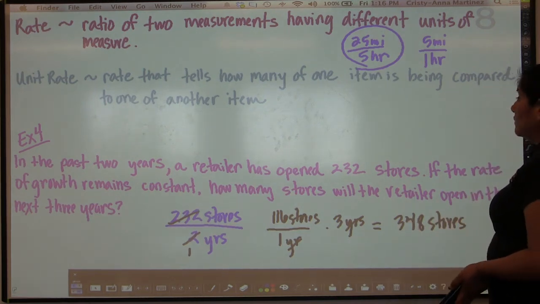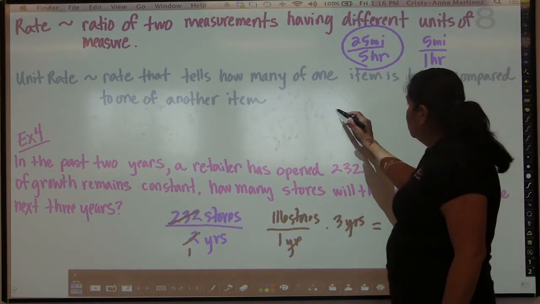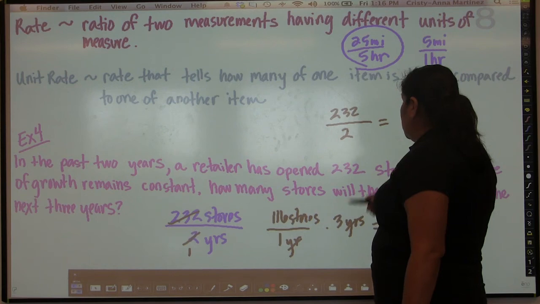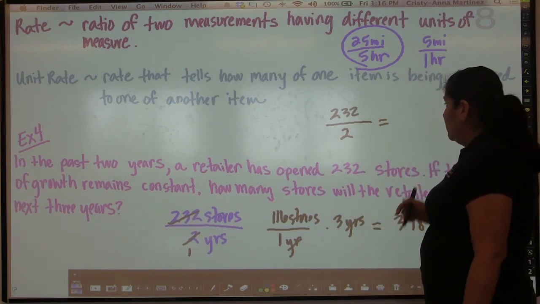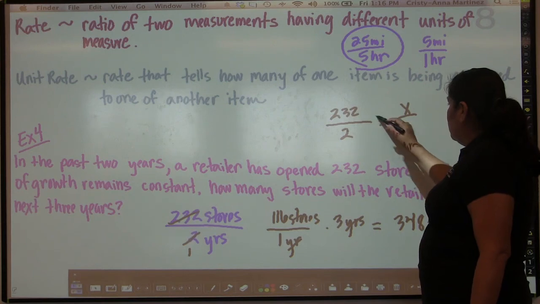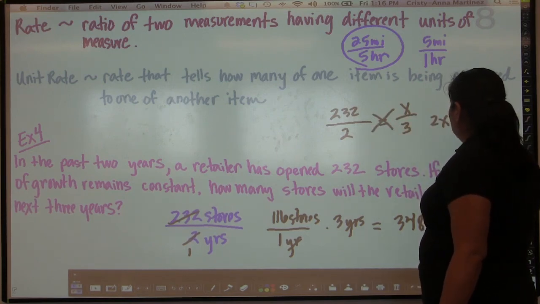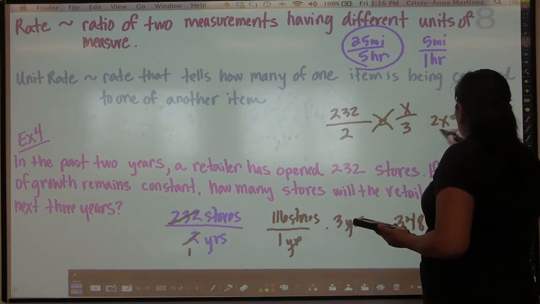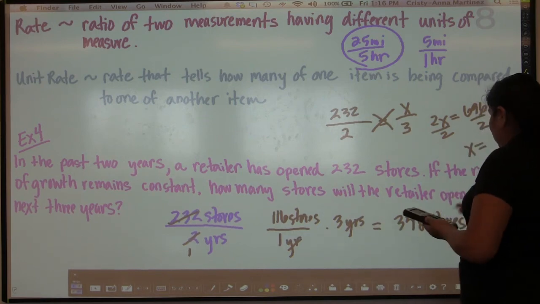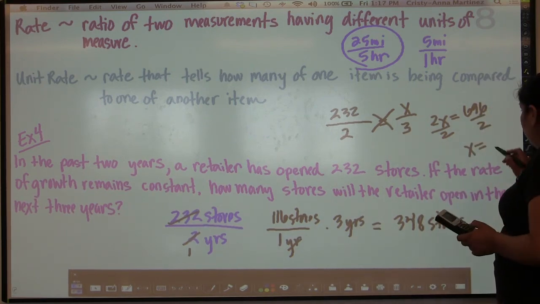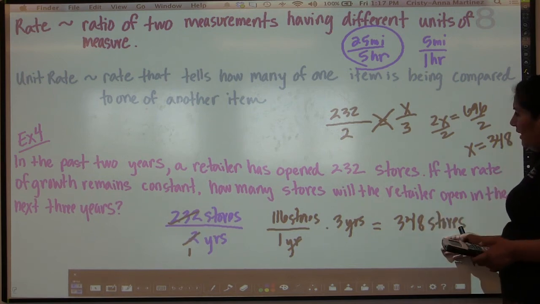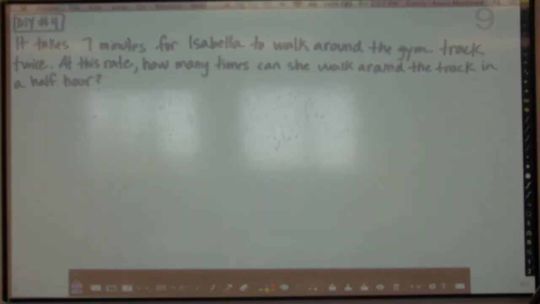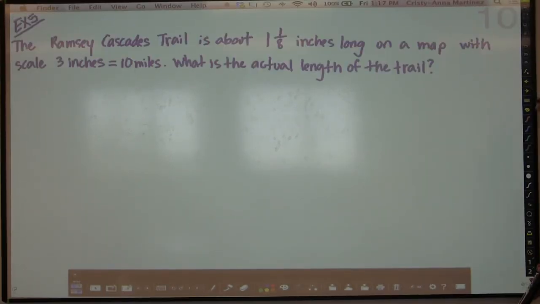But you can actually also use a proportion. You could say 232 stores on top and the years on the bottom. Then you can equate that to, we don't know how many stores, x over the 3 years. And then you could do it this way and get 2x equals 3 times 232, which is 696. And then divide the 696 by 2, and you would still get the same answer, which is, of course, 348 stores. So you can use a unit rate, or you can use a proportion to solve this problem. So now you can try this little guy right here. And then we have our last example.